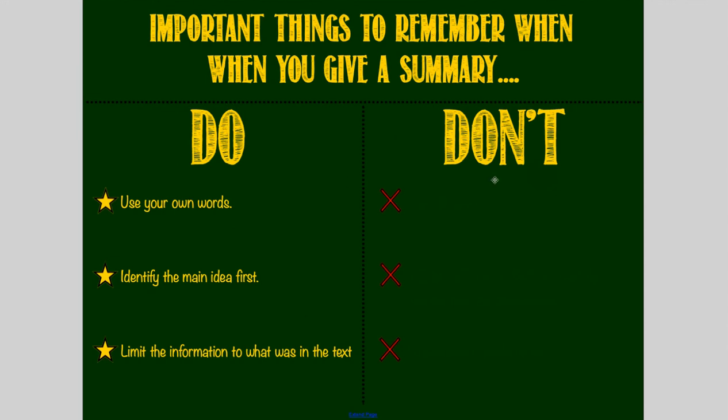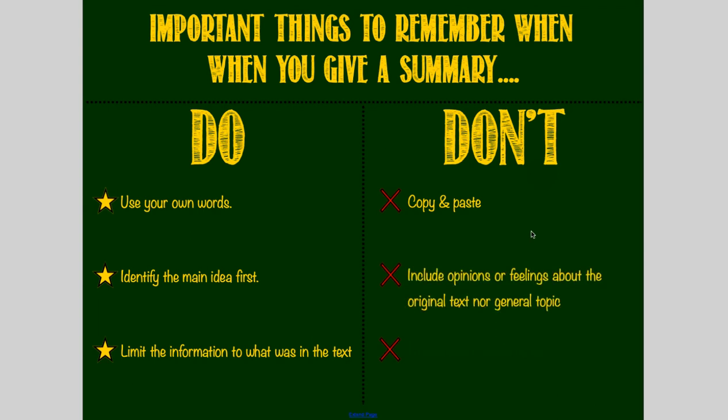And here are 3 things that you'd want to avoid. Don't copy and paste. That is plagiarism. If you do that in a paper, you'll probably get a 0 at the least, and you could get kicked out of a school if you're doing this in college or anything after high school.